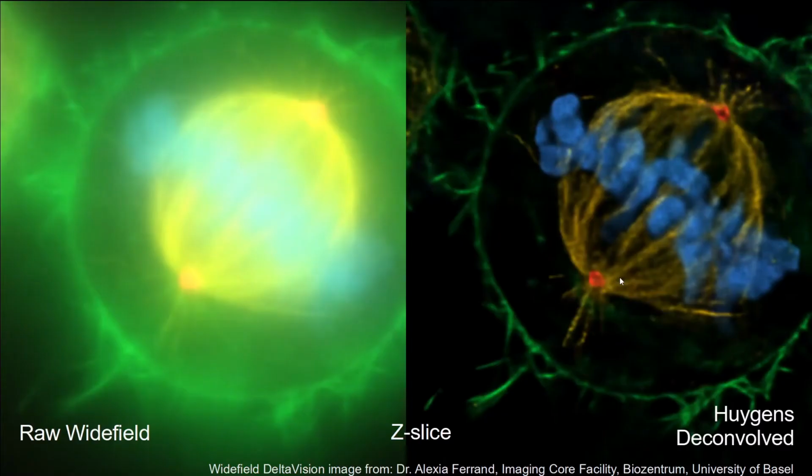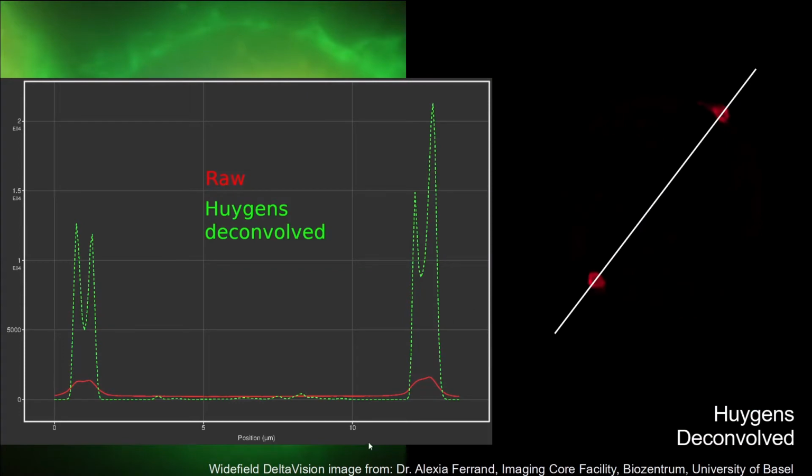Just some examples. This is a wide field dataset from Alexia Varant. On the left side the raw dataset, and on the right side the Huygens deconvolved. If we make a line profile through the centrosomes, we see that the signal improves significantly, like 20 to 30 times higher. And with that you also see that the resolution of the objects improves, and you see the donut structure of these centrosomes.